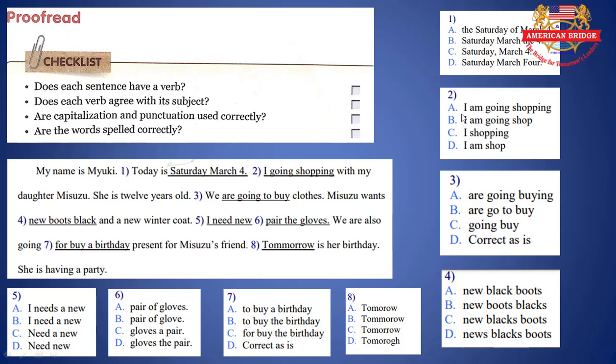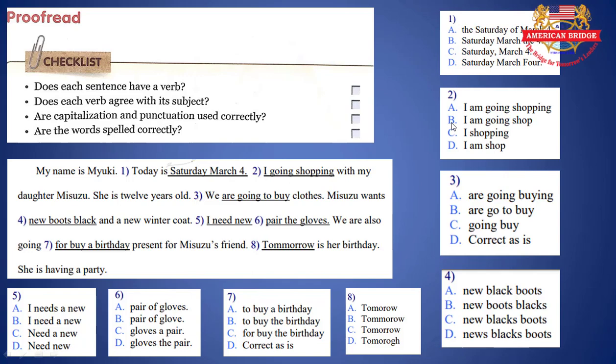The right answers are A and B, but which one is the best one for you, everyone? You are probably confused between going shopping and going shop. So the right answer is letter A. I am going shopping, not going shop. Okay, so number 3, we are going to buy.